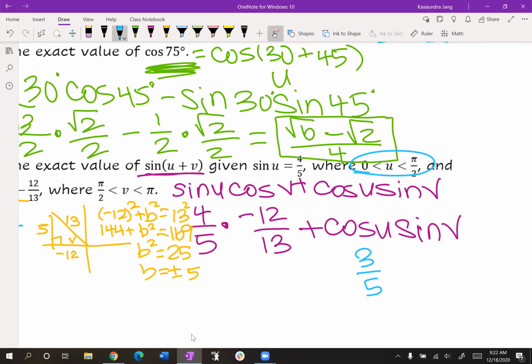Okay, 3/5 that we found off of that triangle, and then times my sine, which is the opposite over hypotenuse. On this triangle that we found, the opposite is a 5 over the hypotenuse 13. So I still have the first ones that they gave me right off the bat. They gave me the 4/5 and they gave me the -12/13.